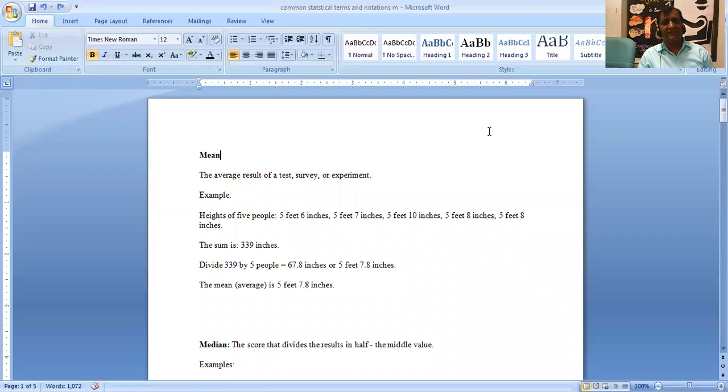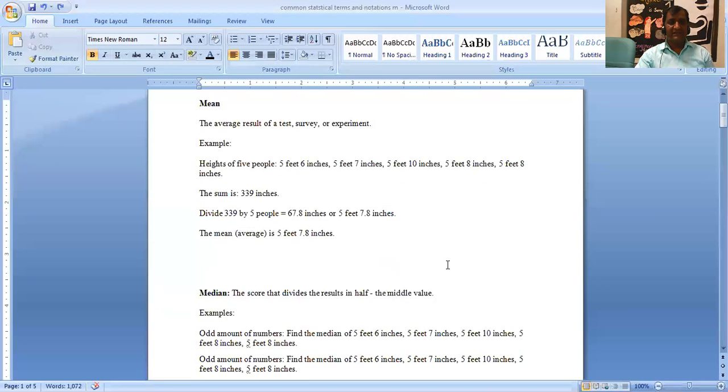The sum is 339 inches. Then divide 339 inches by 5 people, which equals 67.8 inches or 5 feet 7.8 inches. The mean average is 5 feet 7.8 inches.